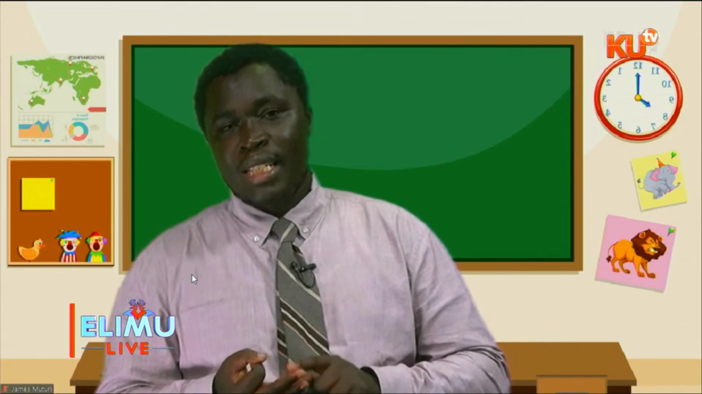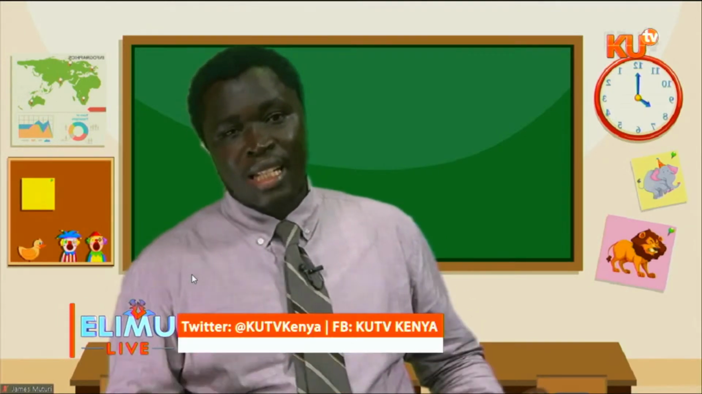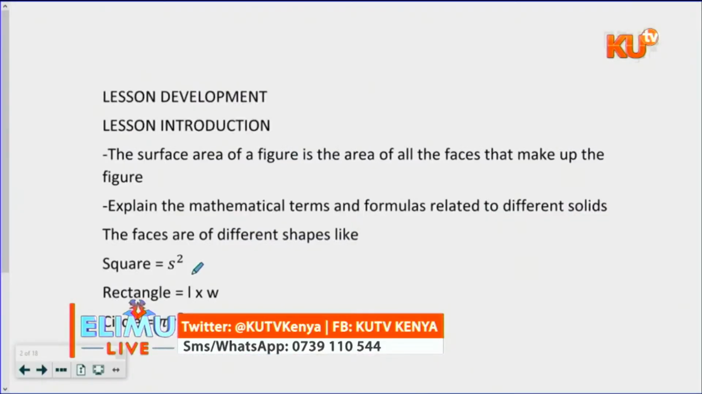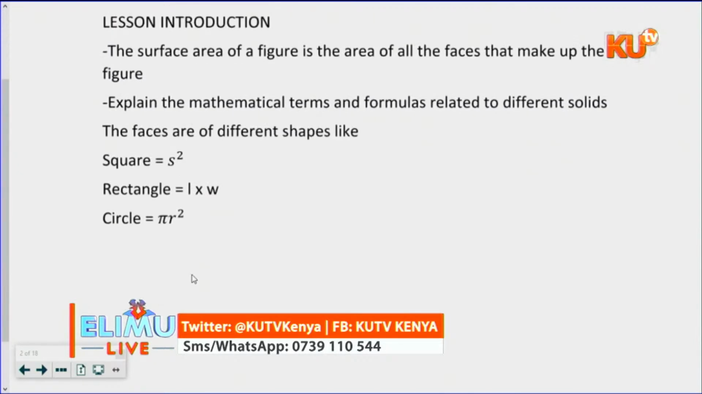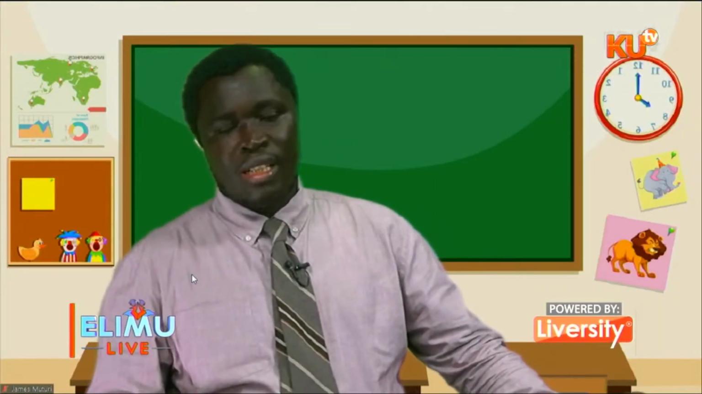Number three, the corner angles are 90 degrees and the sum of the interior angles adds up to 360 degrees. And that brings us to the last part, which is the formula, which we say is side times side. The short form of side times side is side squared.